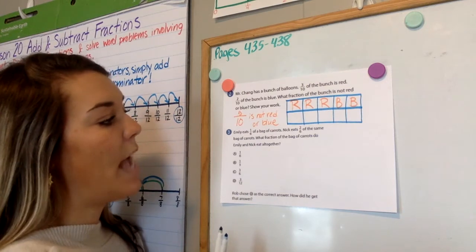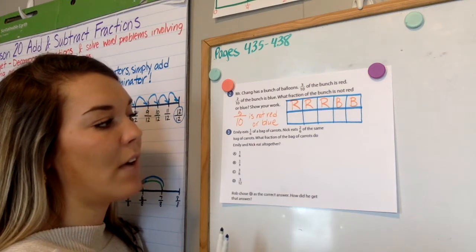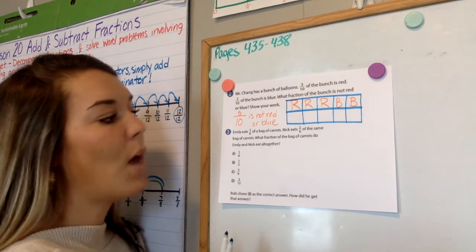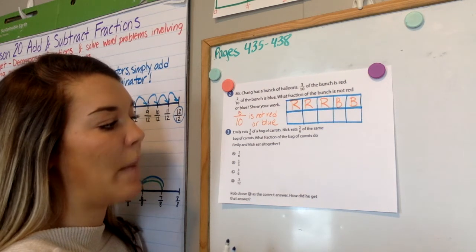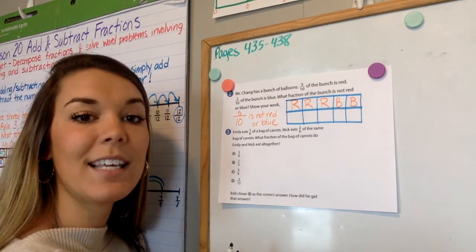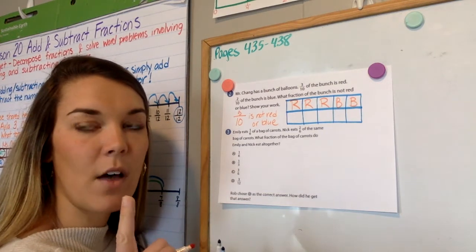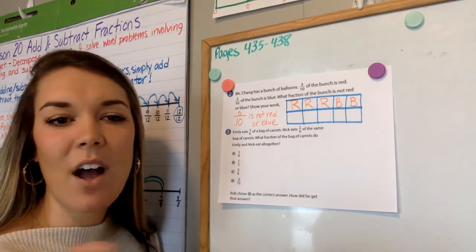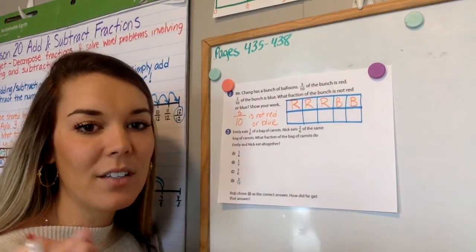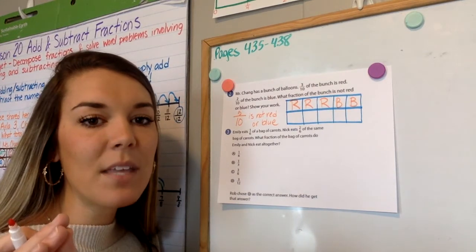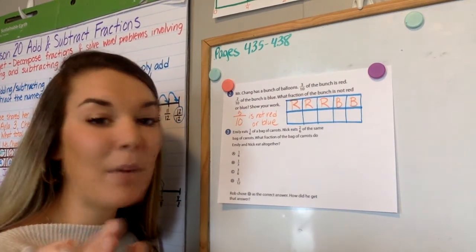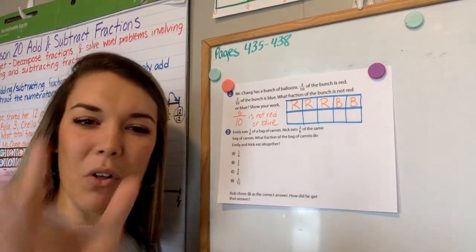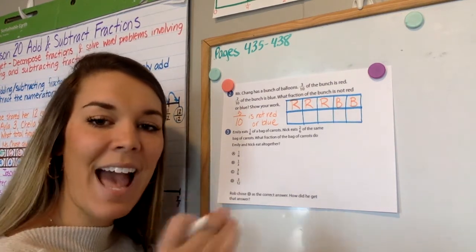Number 3, Emily eats 1/6 of a bag of carrots. Nick eats 2/6 of the same bag of carrots. What fraction of the bag of carrots do Emily and Nick eat all together? So I'm asking myself, what is this problem asking me? It's saying what do they eat all together? When I'm looking for something all together, I'm probably adding, right? I wouldn't be subtracting to find the total all together.